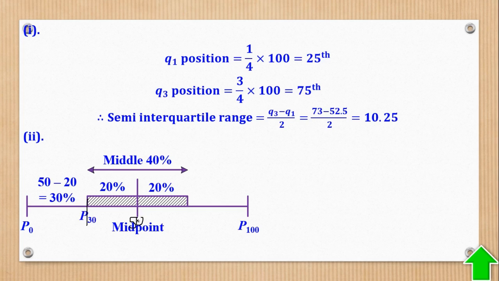So this is 50 and this is 20. This will be 70. Or you can say 100 minus 30 to give you 70. So this is the range they want you to get. They want you to get the 30th to 70th percentile.